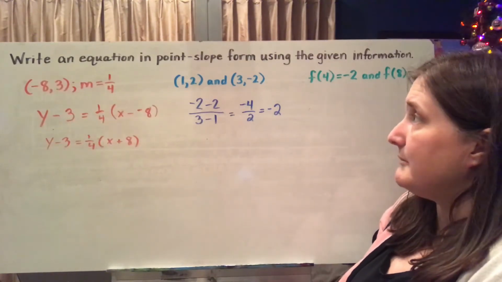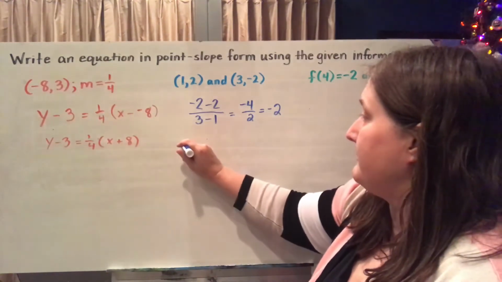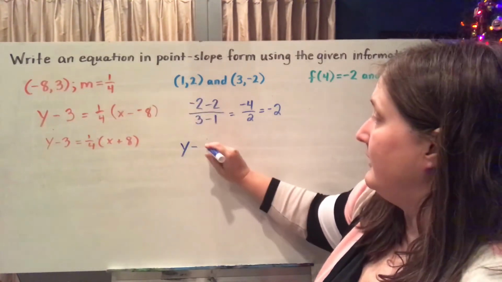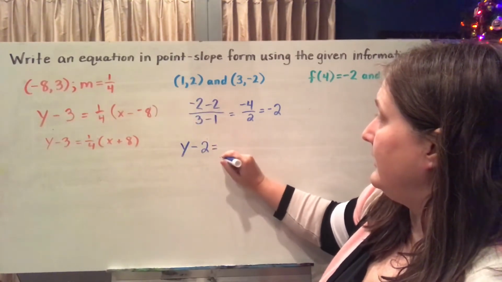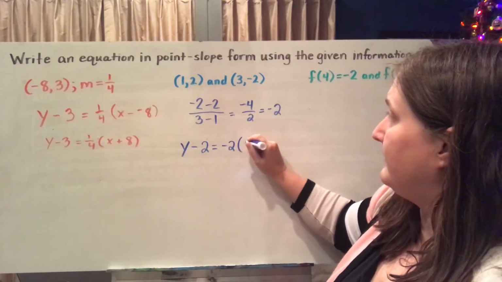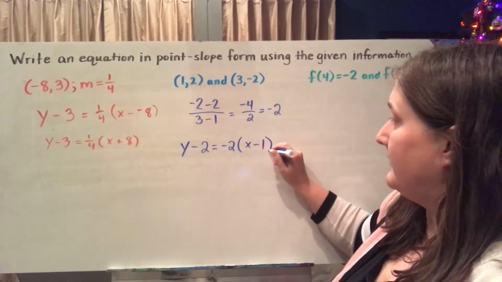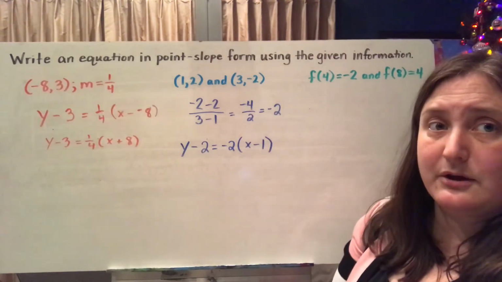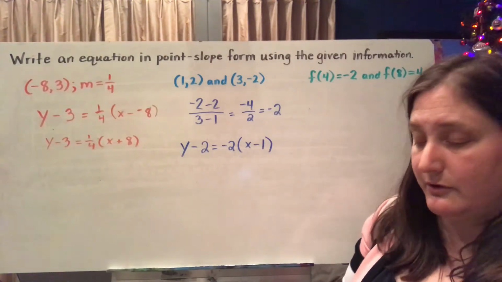So when I go to write my equation in point-slope form, I'm going to pick this point to use as my point. y minus 2 equals my slope times x minus 1. I could also have chosen this other point and written my equation with that point. It would have worked also.